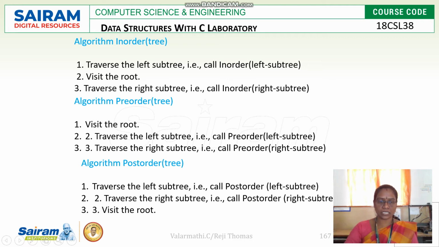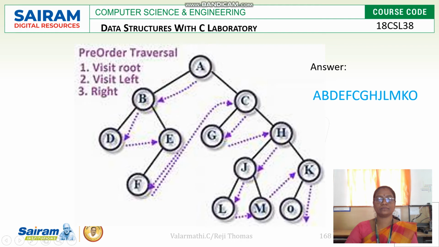Then in pre-order, visit the root node is the first step, then traverse the left subtree is the second step, and traverse the right subtree is the third step. Then in post-order, traverse the left subtree is the first step, then traverse the right subtree is the second step, and visit the root node is the third step. So likewise, it has three steps with respect to its logic.